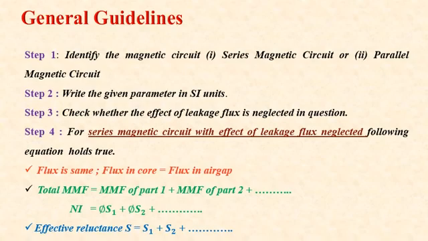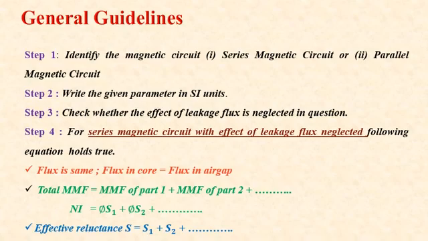These are some of the tips that will help you in solving numericals. Whenever you get a problem, first thing we have to do is to identify the nature of magnetic circuit, that is, whether it is a series magnetic circuit or a parallel magnetic circuit. Next, write down the given parameters using the standard notations in SI unit. Step 3 is to check whether the effect of leakage flux is neglected in the question.